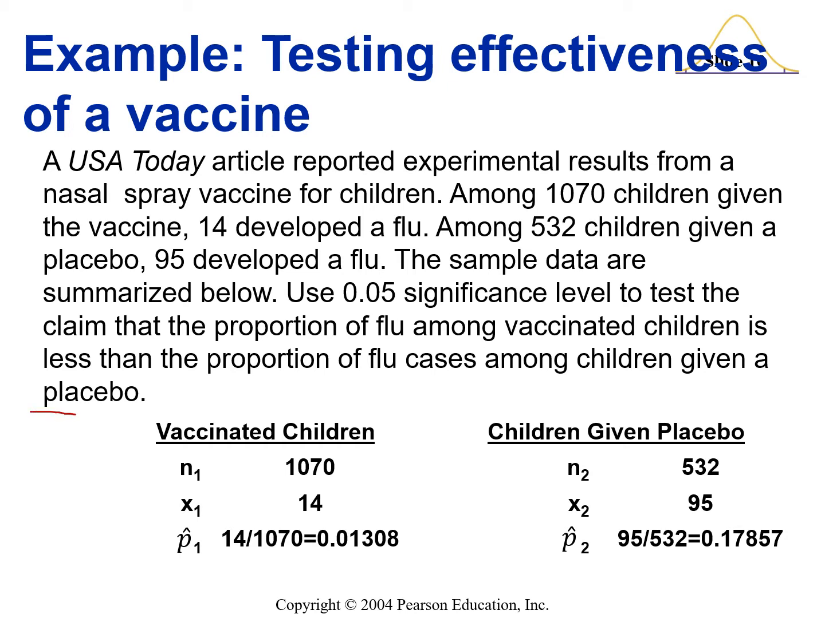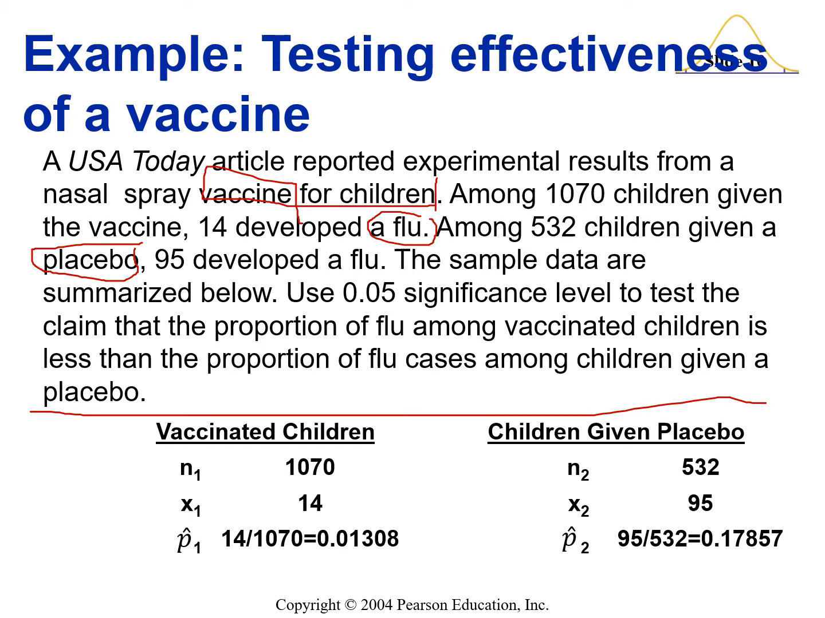To run the test, let us first summarize the findings given in the example. The example is about comparing the proportion of developing flu between two different populations. Population 1 represents children given the vaccine, and population 2 children given placebo. So we have two different populations. Now let us summarize the findings.